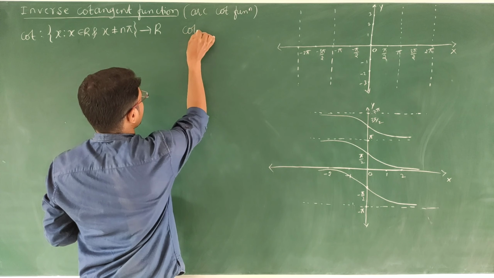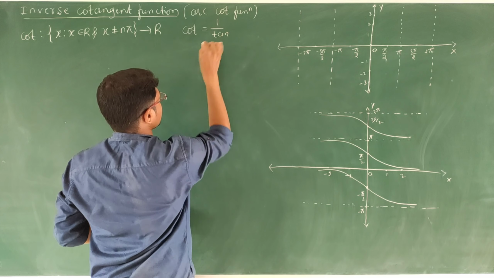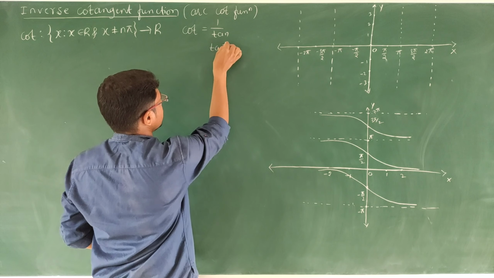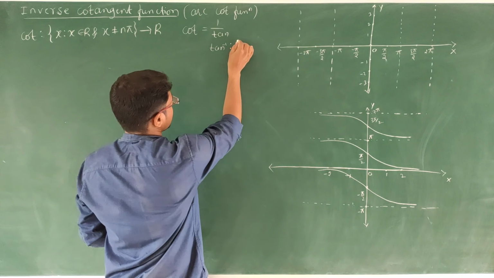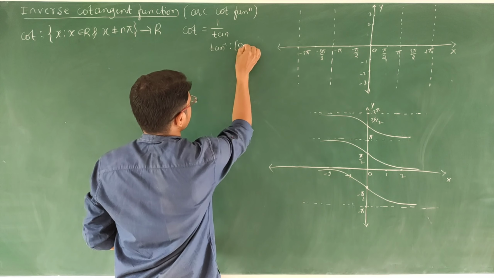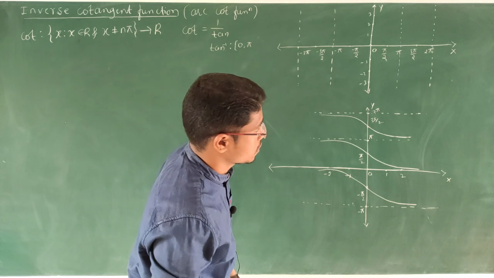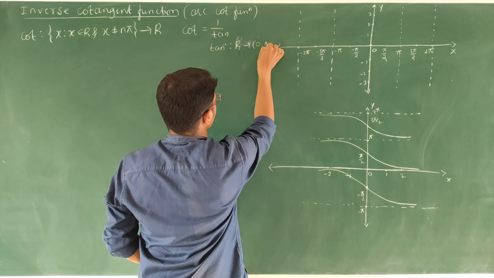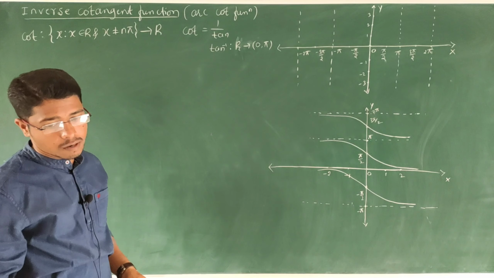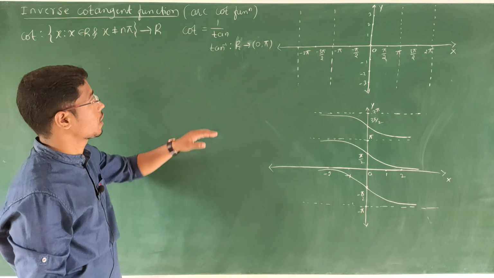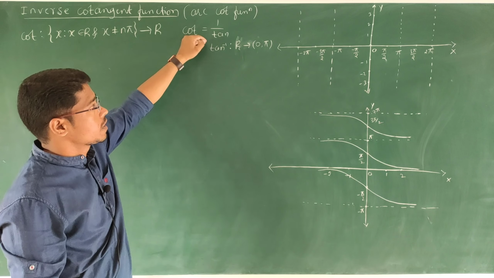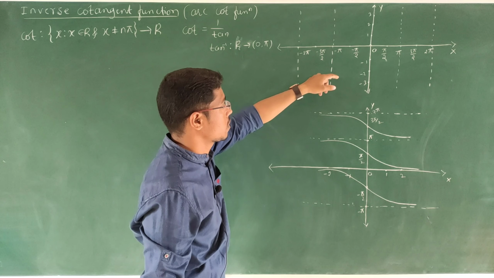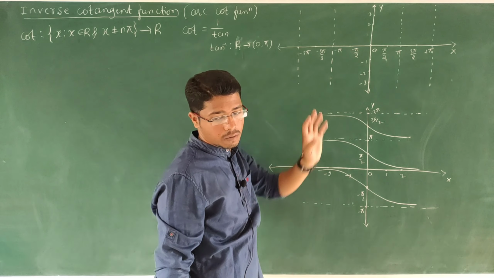As we know, cot is the reciprocal of tan. Already we know tan inverse is defined from R to 0 comma pi. So this is the definition of tan inverse. Cot is also the same, it is also not defined at 0. See here, this is also not defined at 0. I will draw the graph of the cot function.